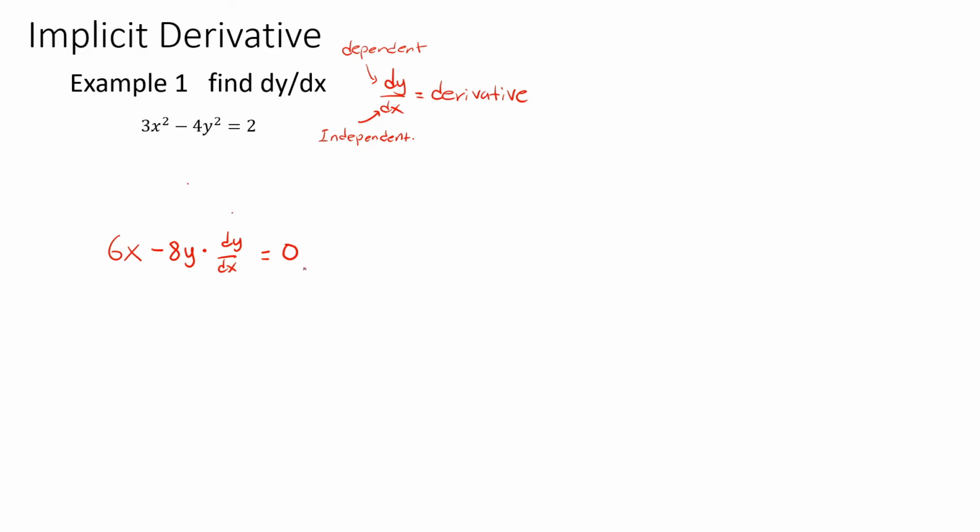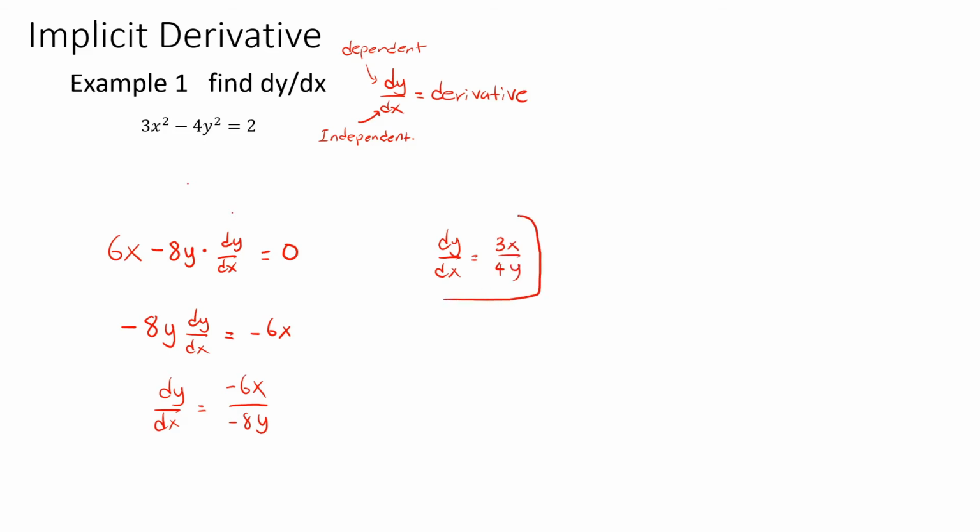So once we take the derivative, we're going to solve for dy over dx because we're looking for dy over dx. So we're going to try to isolate dy over dx. So negative 8y dy over dx is equal to negative 6x. Again, you're subtracting 6x to the other side. So dy over dx will equal negative 6x over negative 8y. And if you simplify this, we get dy over dx equal to 3x over 4y as our derivative.